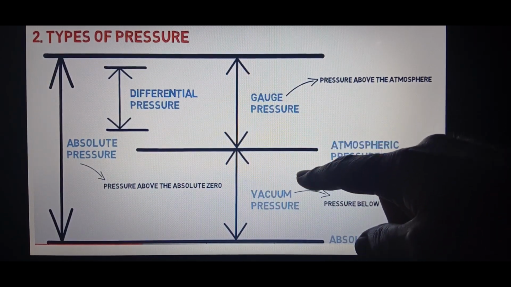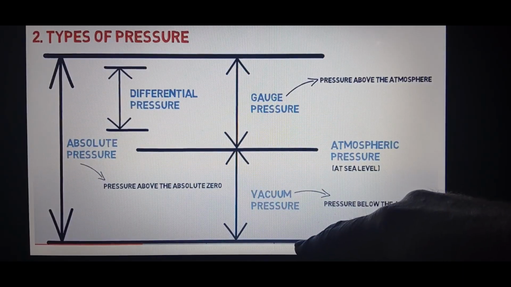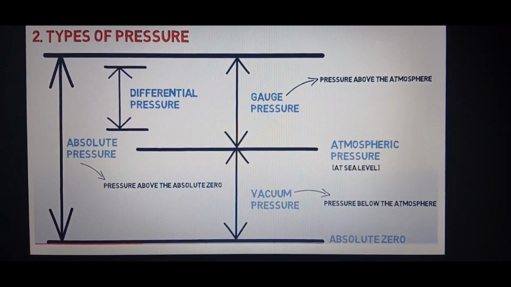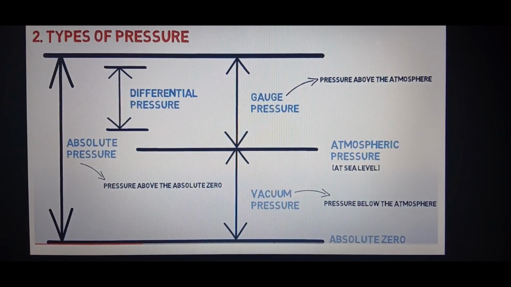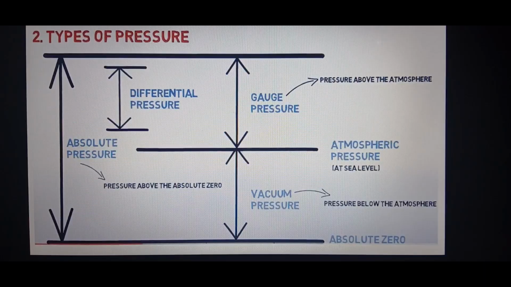So the more I can suck out, the better my vacuum. If I could suck all the air out, I would have a perfect vacuum, and that would be a negative 1 bar, which is the same as negative 14.7 psi. And we normally measure vacuum in inches of mercury, and this would be equal to 30 inches of mercury.